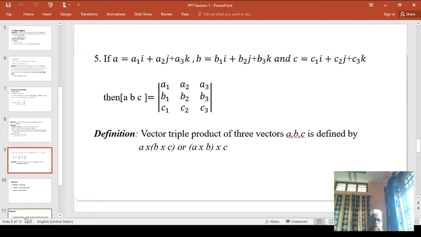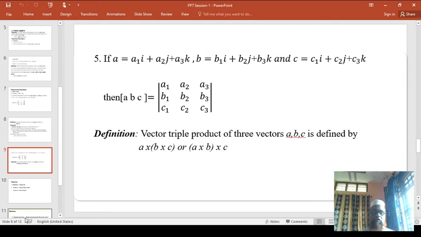So the scalar triple product [A B C] is equal to the third order determinant whose first row is A1, A2, A3, second row is B1, B2, B3, and third row is C1, C2, C3. If you simplify, we get the scalar triple product.